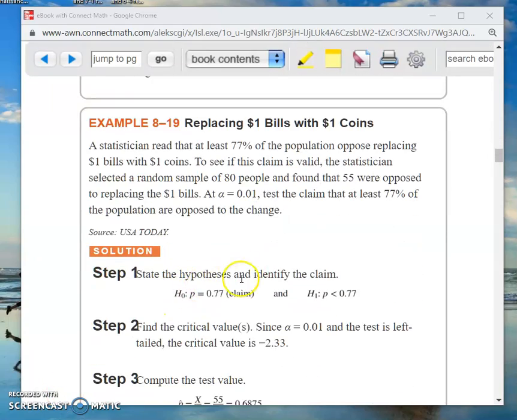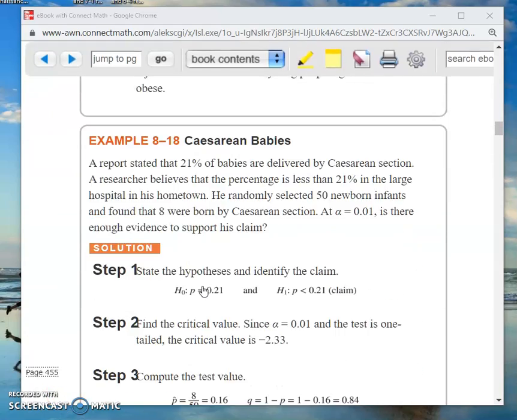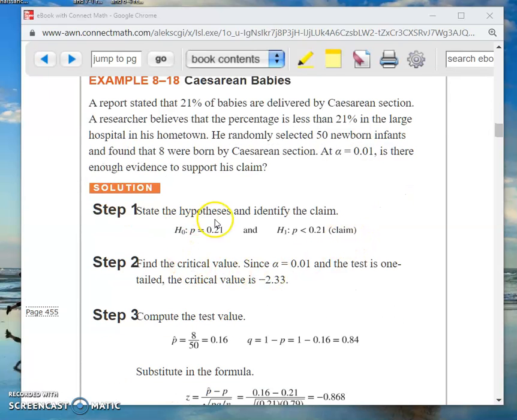Okay, I'll take a quick look at the next example here. A medical issue. I always like the medical ones. We got 21% of the babies are cesarean. The researcher thinks, no, I don't think it's 21%. I think it's less than that. I think my hometown is less than the population percentage of 21%. So I'm gonna challenge this. So the null hypothesis is that it's 21%. My alternative research hypothesis is that no, I think it's less than 21%.